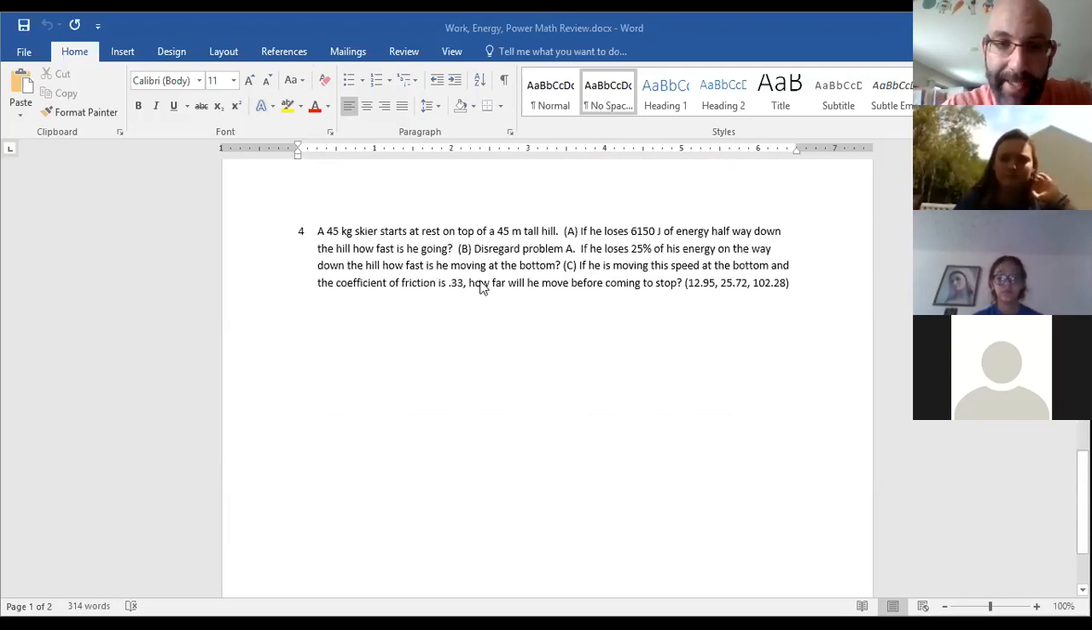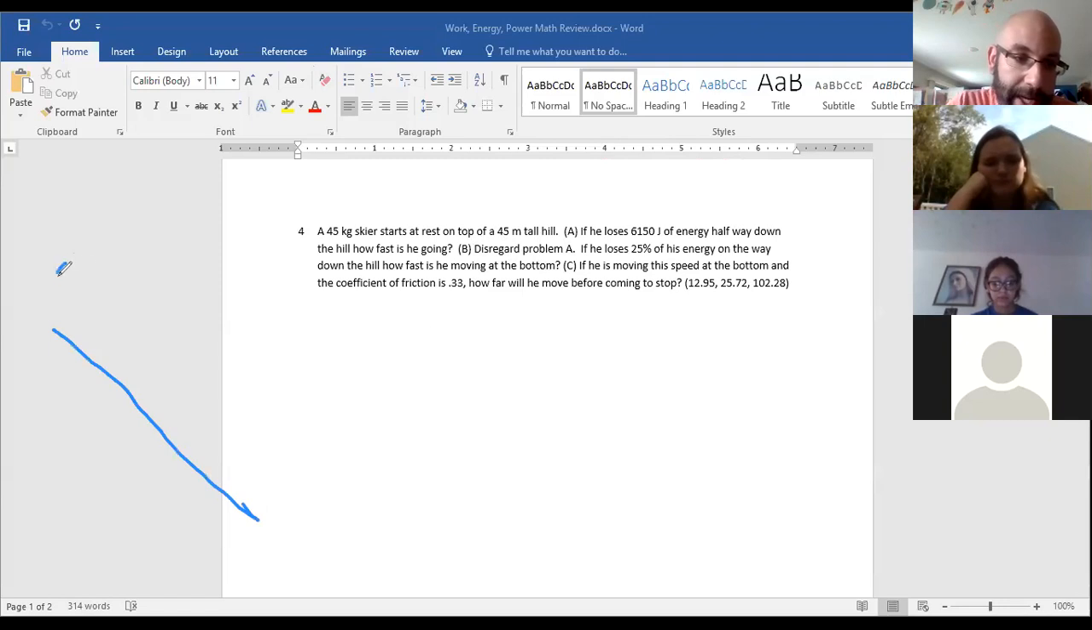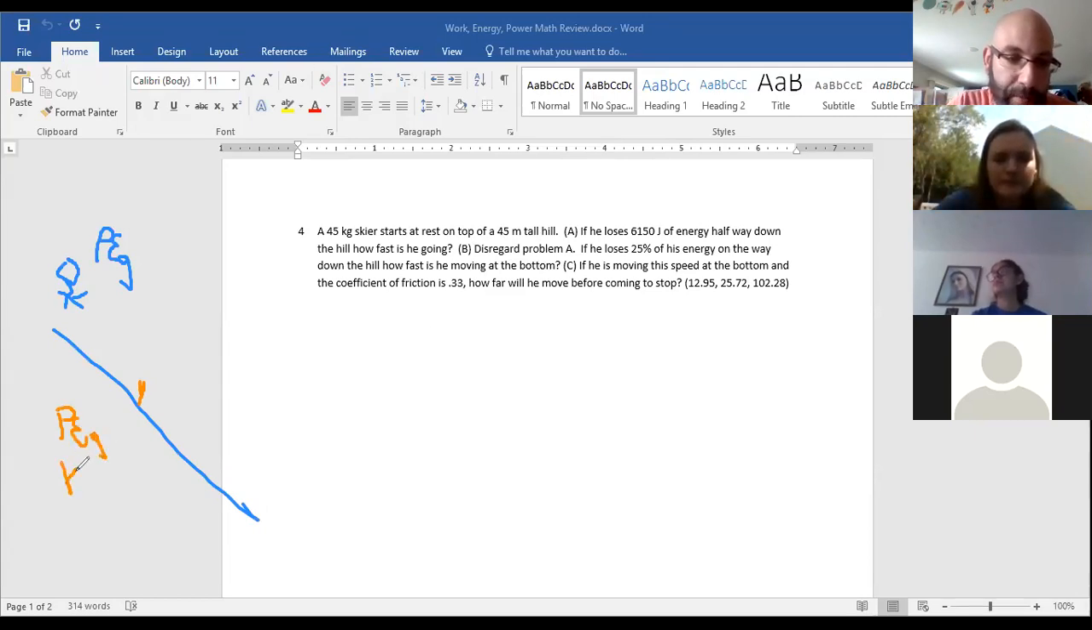And then last but not least, 4. So a skier starts at rest, 45-meter hill, 45 kilograms. All right, so here we go. So we have our picture. So in the beginning, they're up here. They are at rest. So all of their energy in the beginning is potential energy due to gravity. This problem is looking at the first part halfway. At halfway, they're going to have potential energy due to gravity still because you're not at the ground, and they're moving, so there will be kinetic energy.